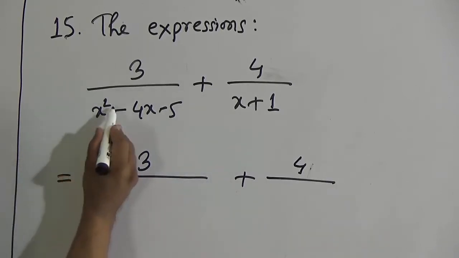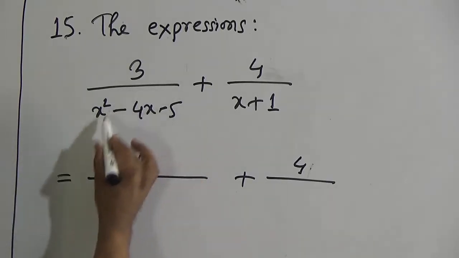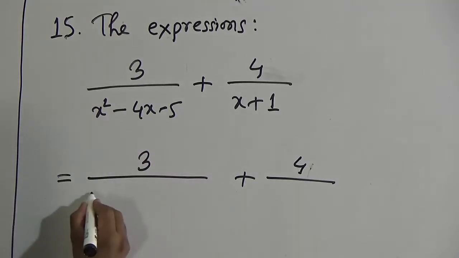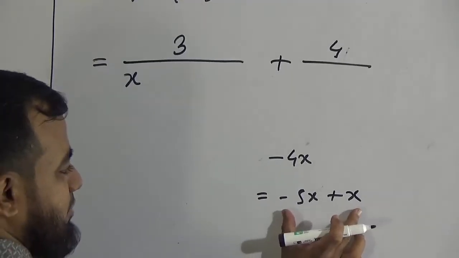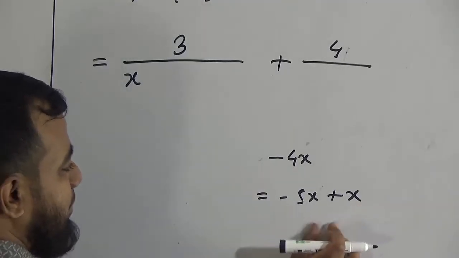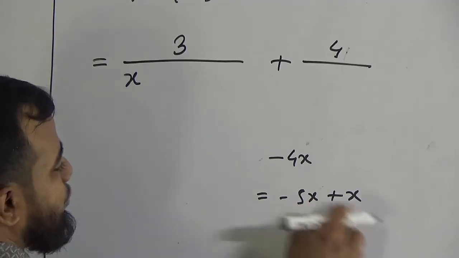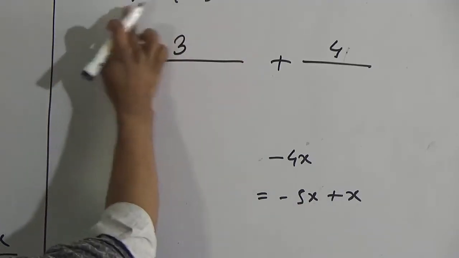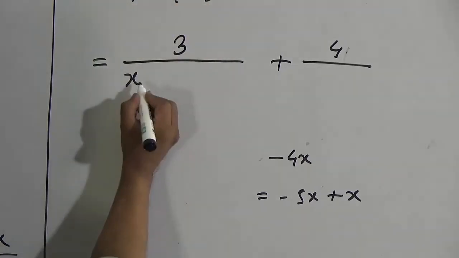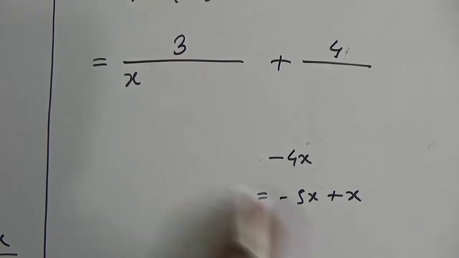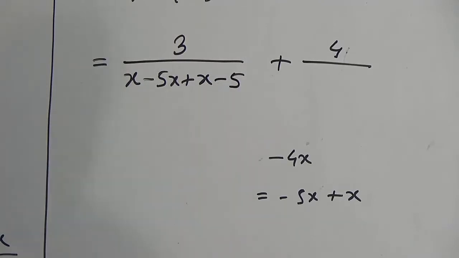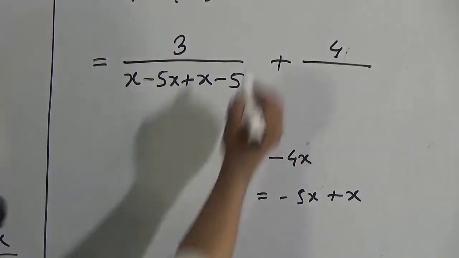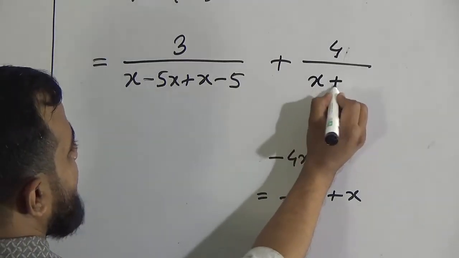Okay, now x square minus 4x minus 5, we can factorize this one by the middle term factorization. In the place of minus 4x we can write down minus 5x plus x, because minus 5x plus x equals minus 4x, and if we multiply these two, minus 5x and x, we will get back minus 5x square, which is the first and the constant terms multiplication. So in the place of minus 4x we write here minus 5x plus x, and minus 5 remains unchanged here. And the second fraction's denominator x plus 1 remains unchanged because we can't factorize this one any further.